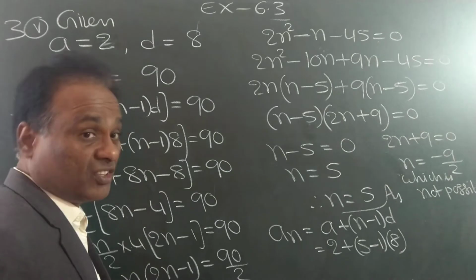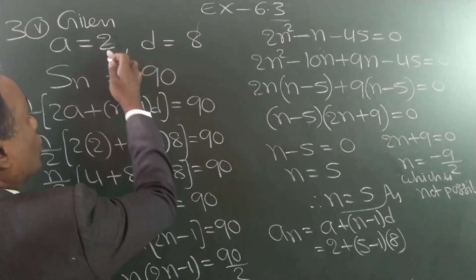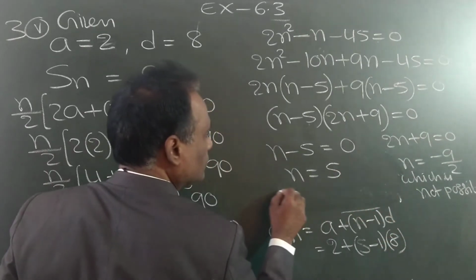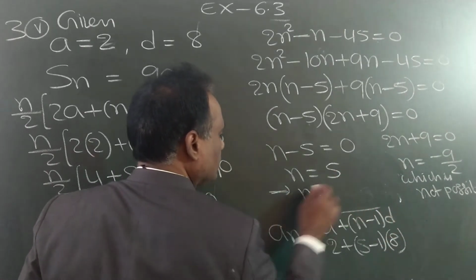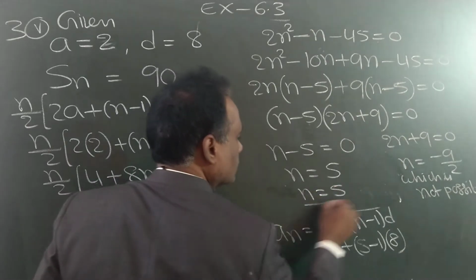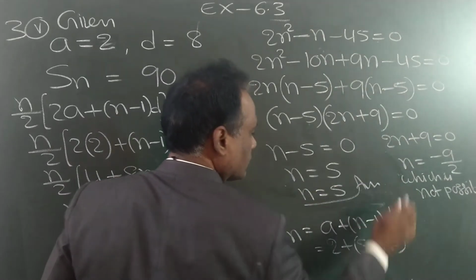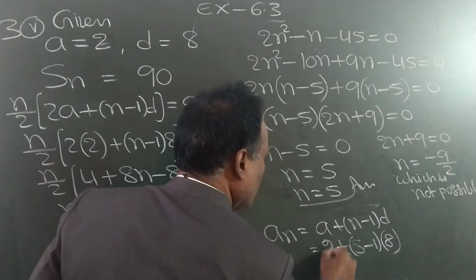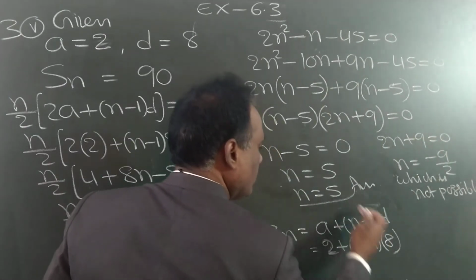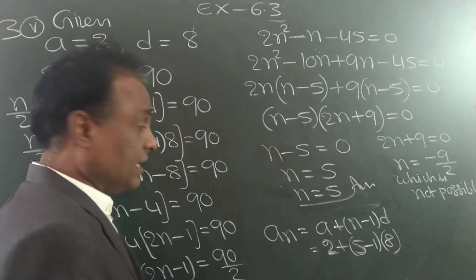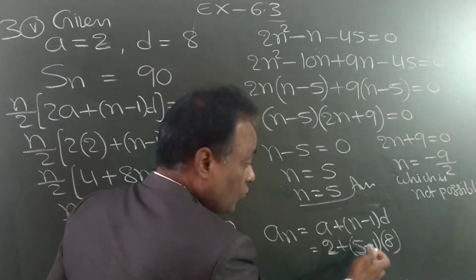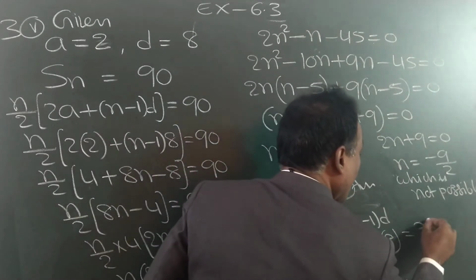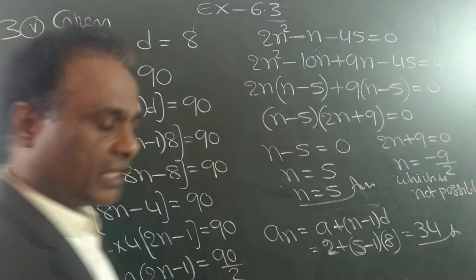The nth term formula in arithmetic progression: a plus n minus 1 into d. a is 2, plus n is 5, 5 minus 1, into d is 8. 5 minus 1 is 4. 4 into 8 is 32. 32 plus 2 is 34, the answer. Write down, students.